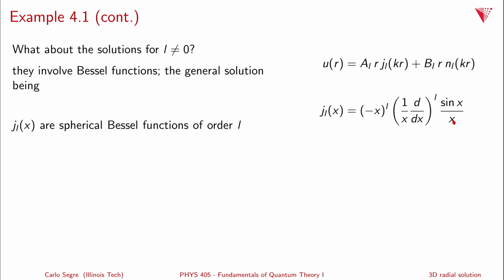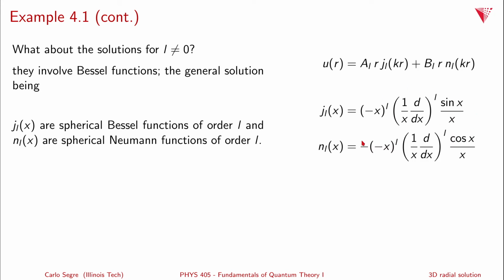So this looks very familiar. Clearly, these are the sine type functions. And the spherical Neumann functions of order l are the same thing with a minus sign in the front and a cosine instead of a sine. So as you might expect, for the problem we have, at the origin, these kinds of functions will tend to blow up.